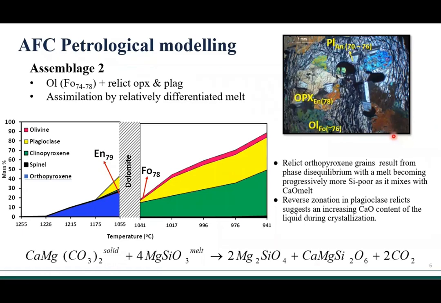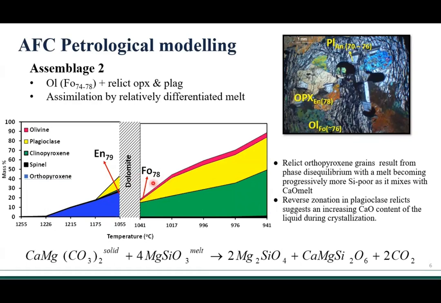So the second assemblage is shown to be derived from assimilation by a relatively differentiated melt. So what I did was to perform crystallization of an uncontaminated melt and allow it to crystallize up until the enstatite component in the orthopyroxene was similar to my relict orthopyroxene component, which is 78 here, and that's 9. And then I halted the crystallization and then activated dolomite assimilation. And instantly we had the removal of orthopyroxene from the liquidus.